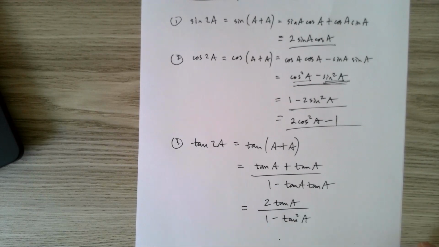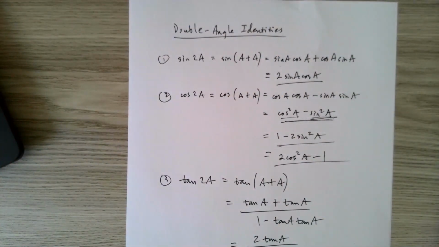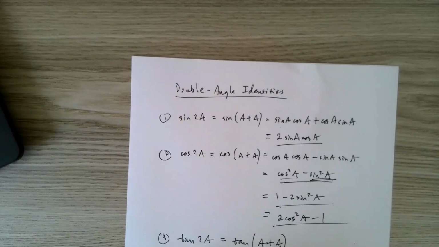Okay, and so there you are. Those are the multiple angle identities, identities involving more than one angle, and then a more specific group known as the double angles. And that's enough of derivation. I'll do a couple of examples for these double angle ones.